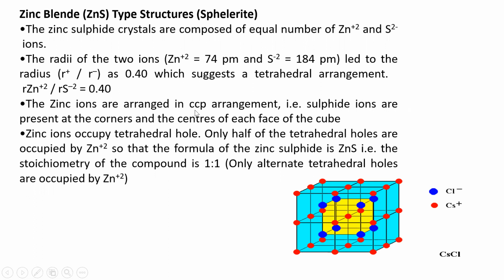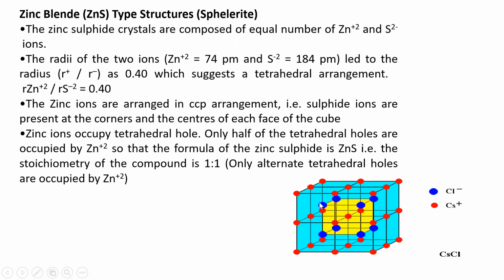The sulfide ions are arranged in CCP arrangement. CCP means here cubic close packing. That is, sulfide ions are present at the corners and the centers of each face of the cube, whereas zinc ions occupy tetrahedral holes. Only half of the tetrahedral holes are occupied by zinc ions, so that the formula of zinc sulfide is ZnS.